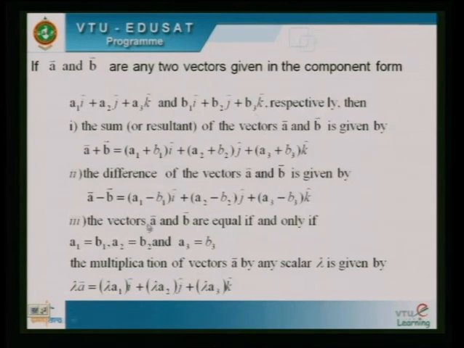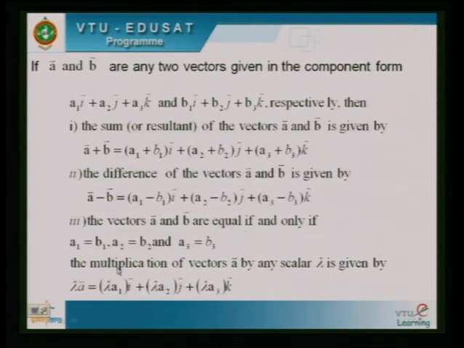Is it clear? And similarly, the vectors A and B are equal if and only if they satisfy a condition. What is the condition? A1 is equal to B1, where A1 is known and B1 is known. Similarly, A2 is equal to B2, and A3 is equal to B3. If A1 is equal to B1, A2 is equal to B2 and A3 is equal to B3, in that case we can say that both of the vectors are equal.